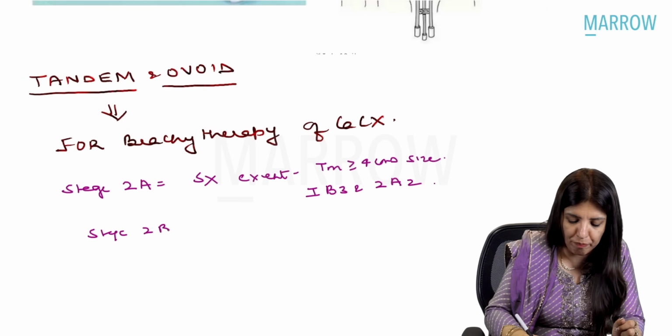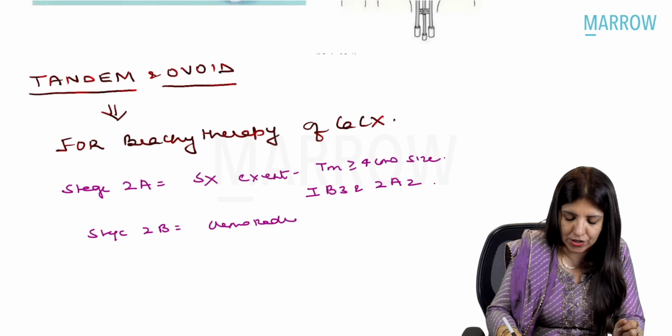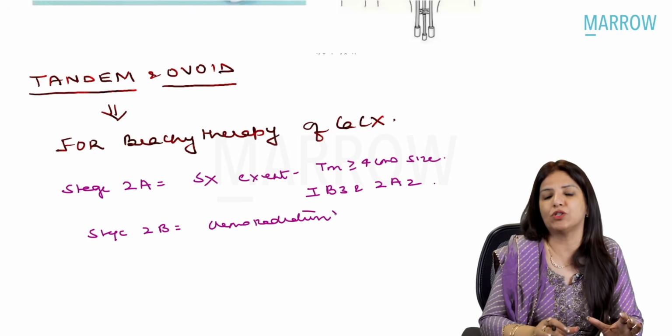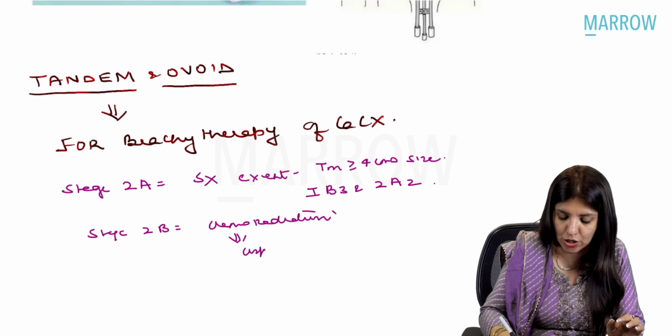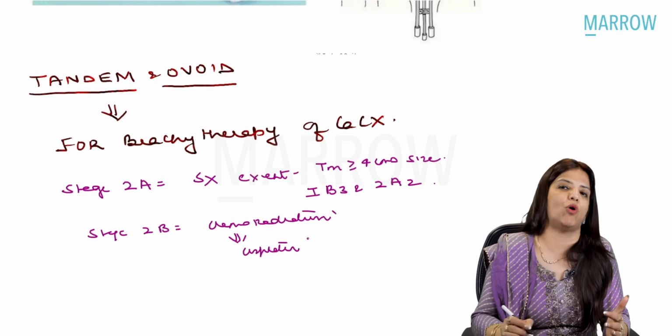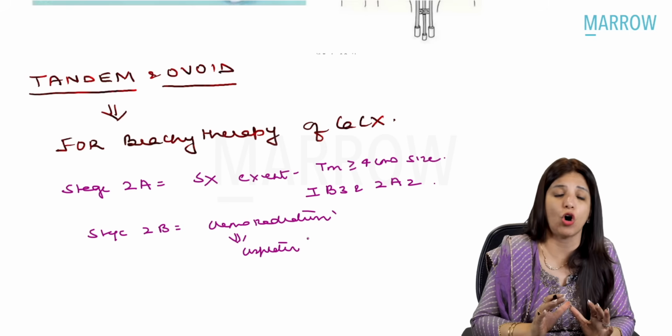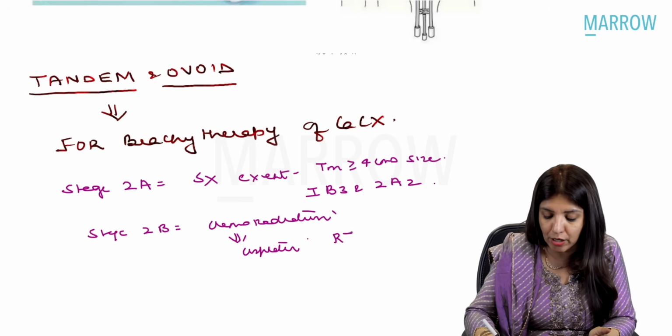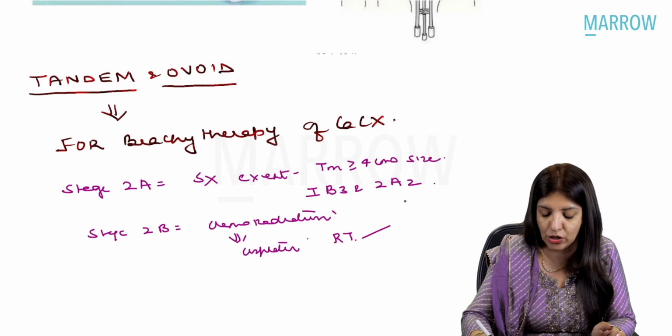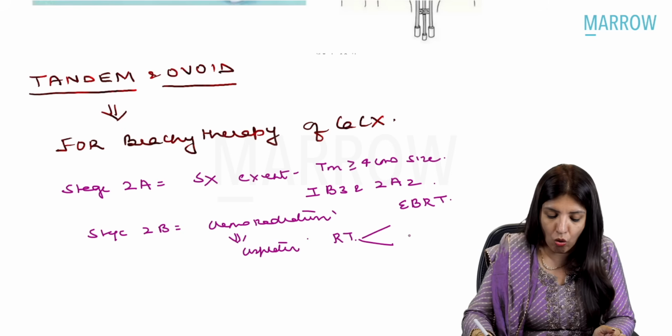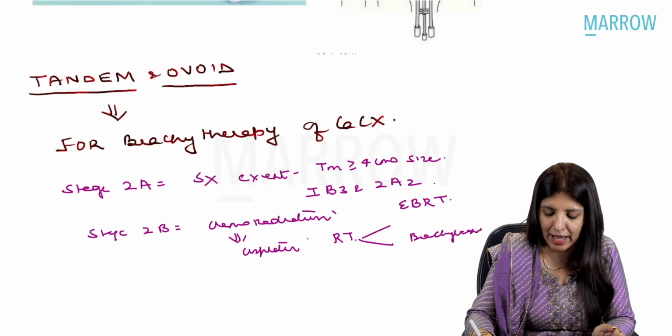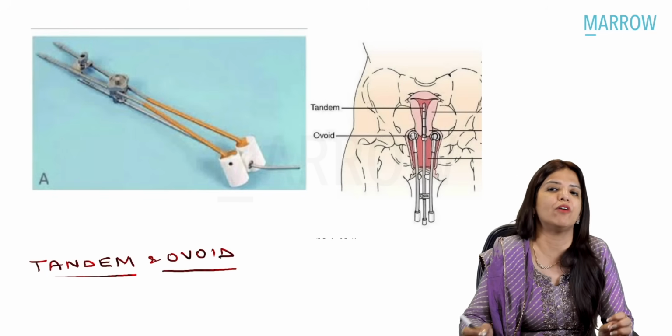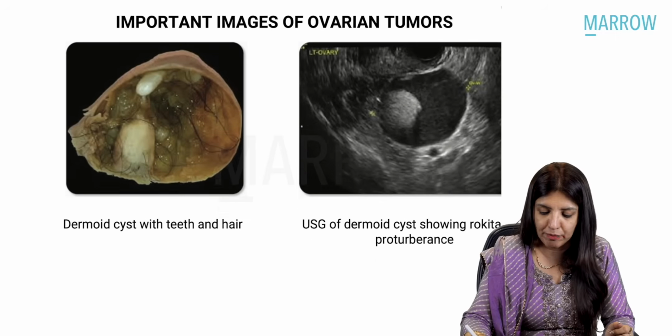From stage 2B onwards, management is chemoradiation, and actually it is radiotherapy. But in order to make the cells sensitive towards radiotherapy, we are going to use a drug which is cisplatin, which will increase the sensitivity of the cells towards radiotherapy. So I'm not giving any chemotherapy. I'm just giving a drug to increase the sensitivity to radiotherapy. The radiotherapy which you use in case of cancer cervix can be in the form of external beam radiotherapy or it can be in the form of brachytherapy. And when I am using brachytherapy, then it is the tandem and this ovoid which I am using to give brachytherapy. Right?